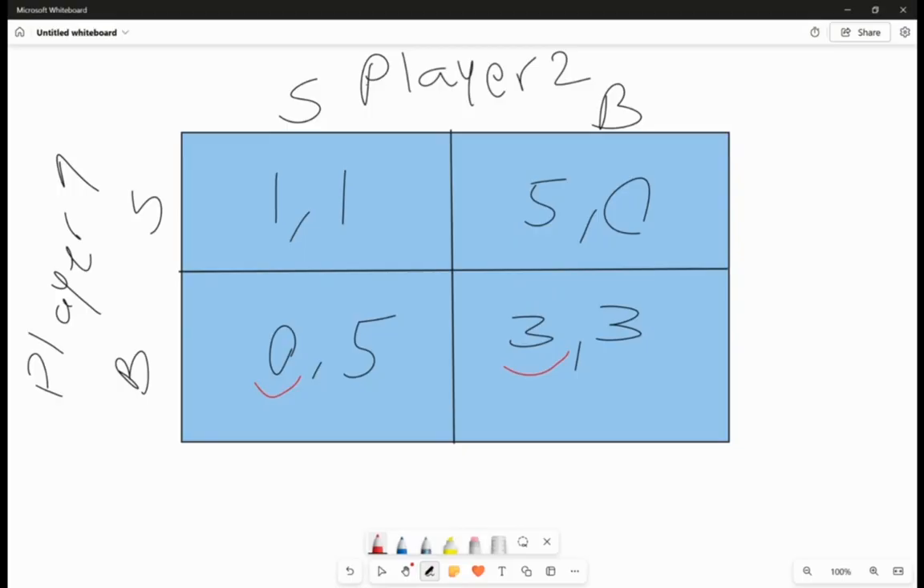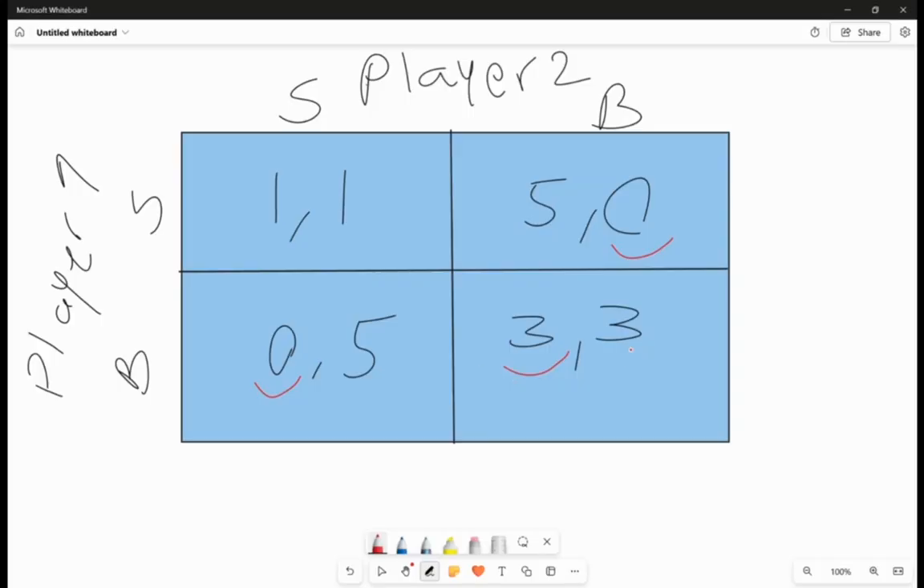So since it's about the number of years in jail, 3 years is better than 5 years, so player 1 is going to play snitch or blame, right? So player 1 prefers to play blame if player 2 is going to play blame too. The ones that I highlighted in red are the best decisions by player 1. What we see is that regardless of what player 2 is playing, player 1 is going to play blame, right?